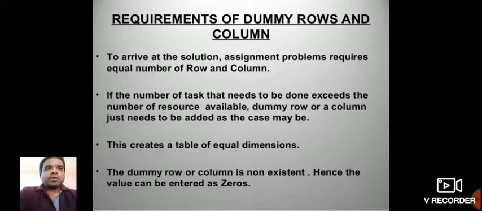Okay, when we create the dummy row or dummy column, for that row or column we can add the cost or time as zeros, just like what you did in the transportation problem. You can add zero cost for the dummy row and for the dummy column.